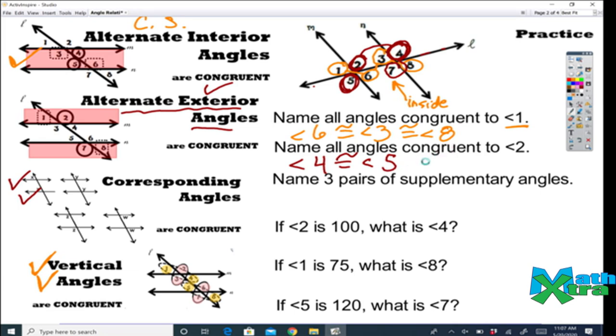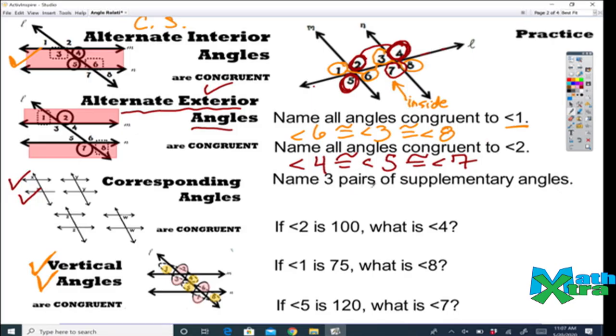Okay, so which is congruent to angle 7. Now, again, we can't get this unless we know relationships. All right, I think I've said it enough. All right, let's move on.